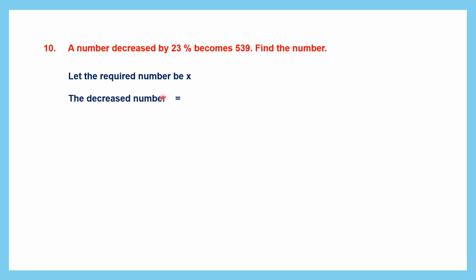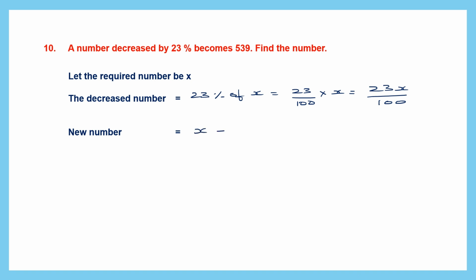Now the decreased number will be 23% of x. So 23% of x, which is 23 by 100 into x, and this becomes 23x by 100. So this is the decreased number. Now the new number is the required number x minus the decreased number. Since it says decreased, we have to subtract and not add. So here it will be x minus the decreased number, which is 23x by 100.